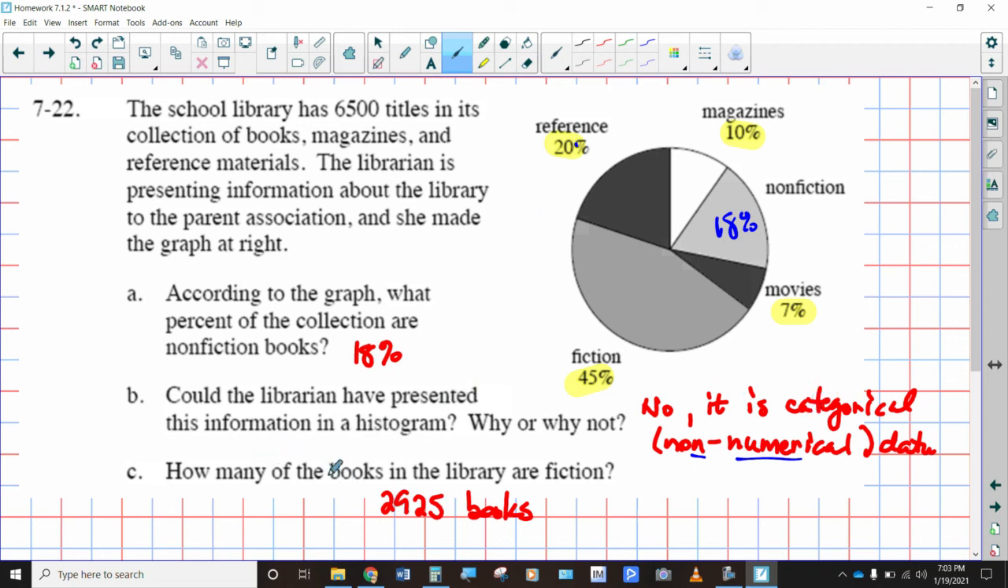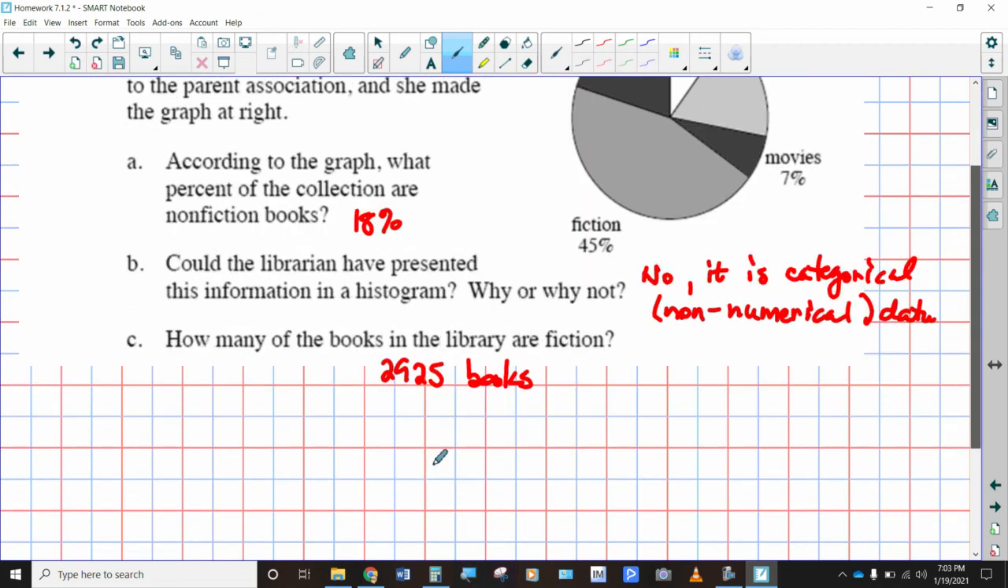And then how many of the books are fiction? All right, now we get to use some proportional reasoning. We know that fiction makes up 45% of the books. So we're going to figure out what is 45% of 6,500. Now, there's a couple ways to do this. You can change this to your multiplier and take 6,500 and multiply it times the decimal equivalent of 45%, and that will tell you our answer.